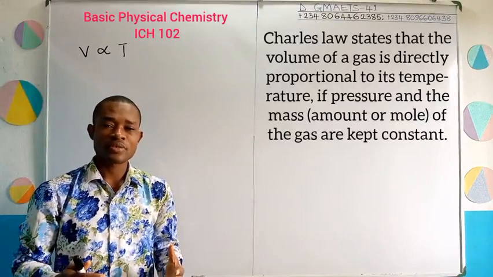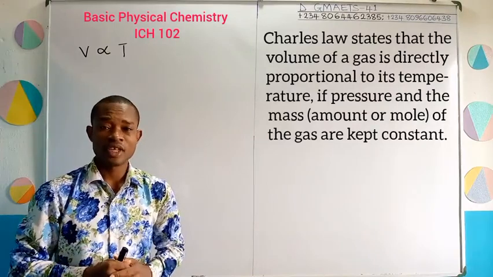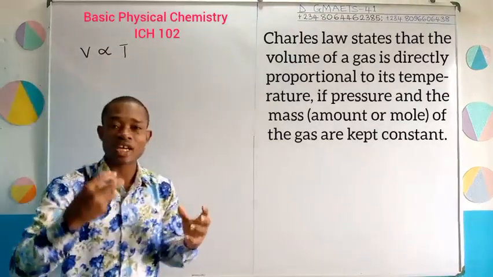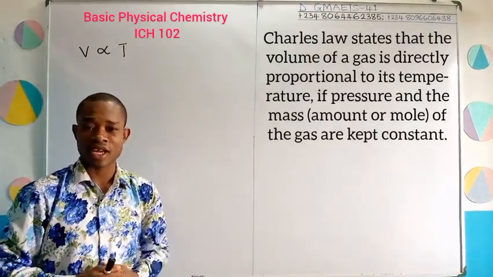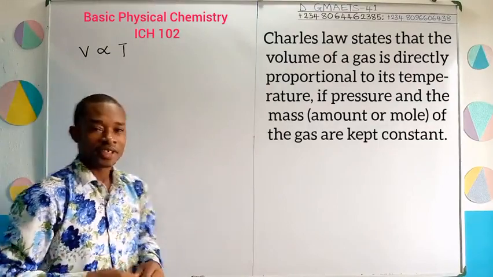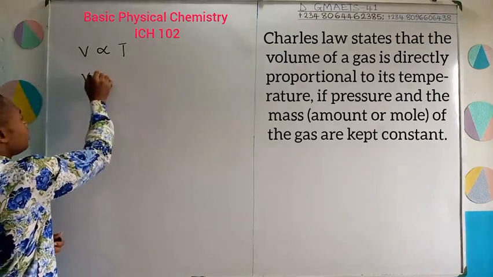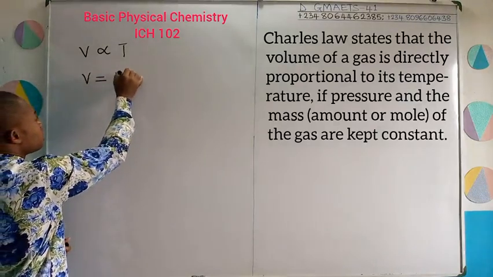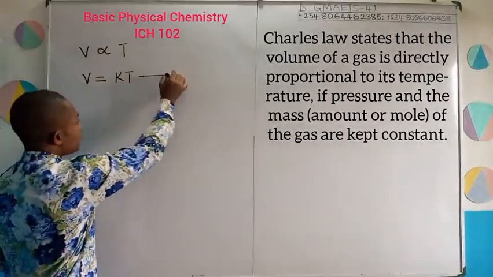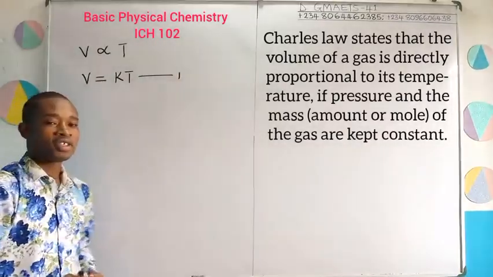So we are going to remove this proportionality sign, this variation sign, and to do that we will introduce a constant. I shall use K for that, and then also introduce an equality sign. So this is going to give us V equal to K times T, which is KT. So I want you to take note of this. This is an equation for Charles' law.